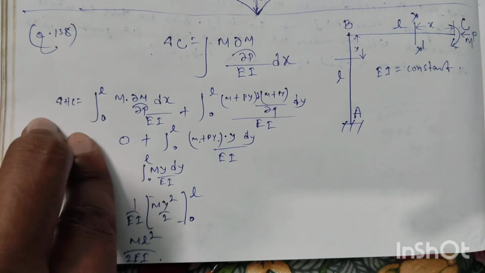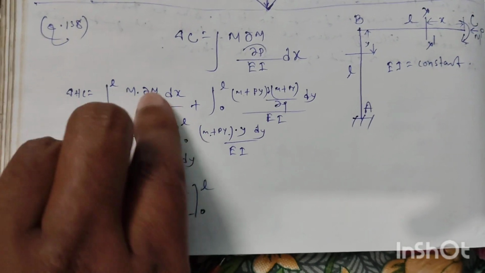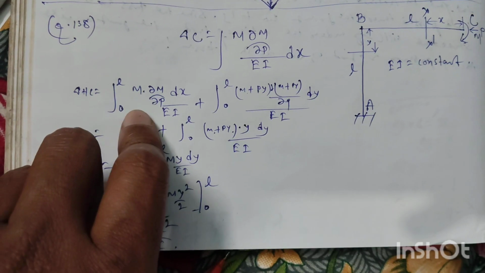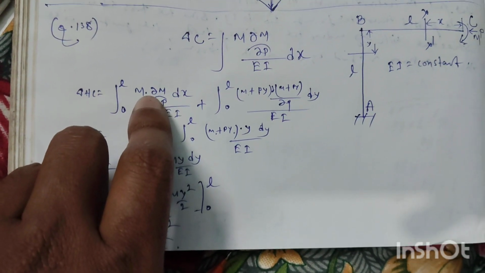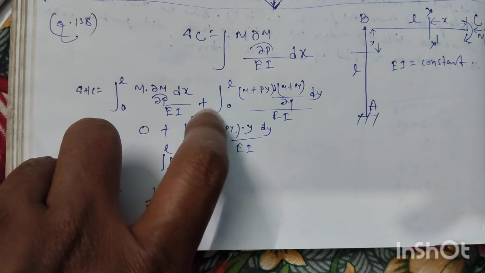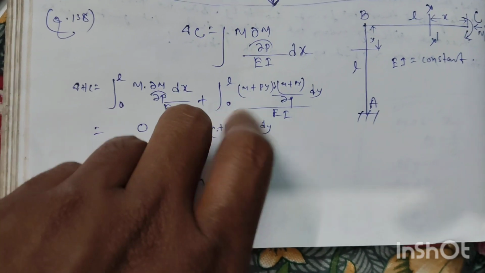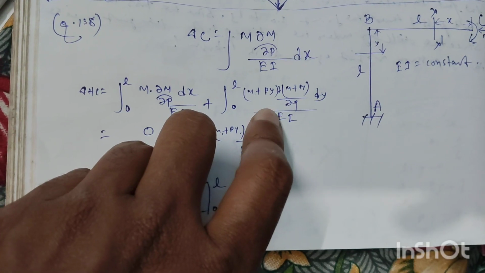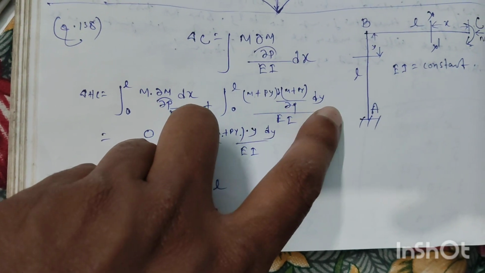So the horizontal deflection at C will be equal to, for the member BC, the integration from 0 to L of m into del m by del p into dx by EI, plus, for the member AB, the integration from 0 to L of (m plus Py) into del of (m plus Py) divided by del p into dy.